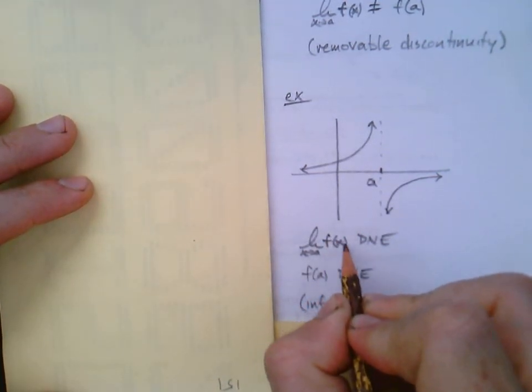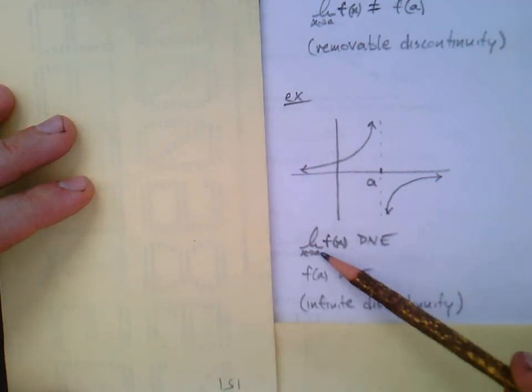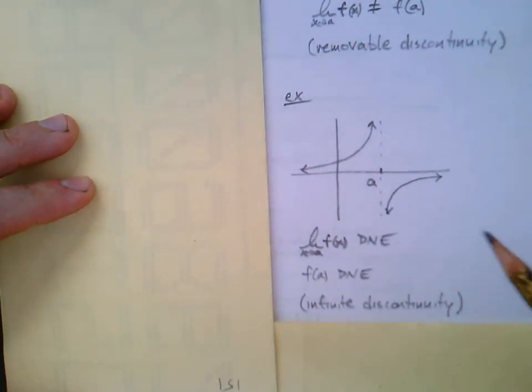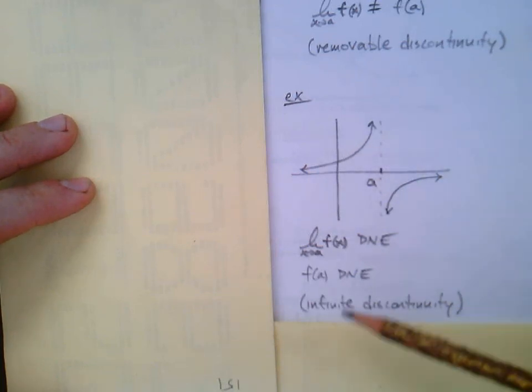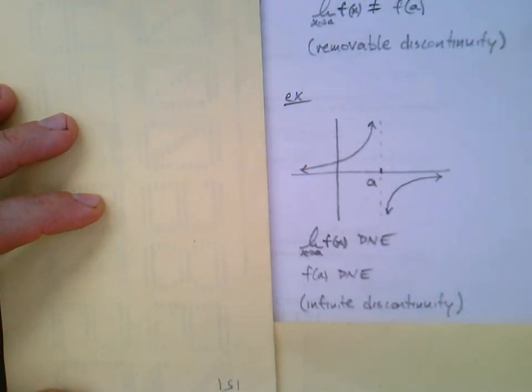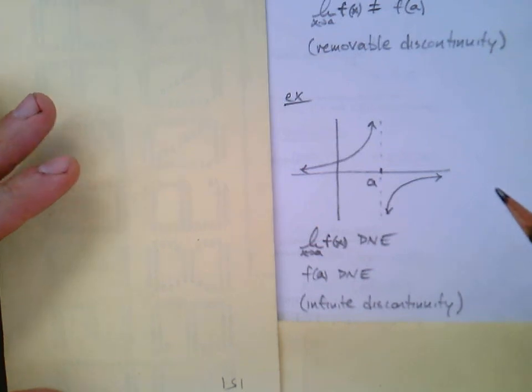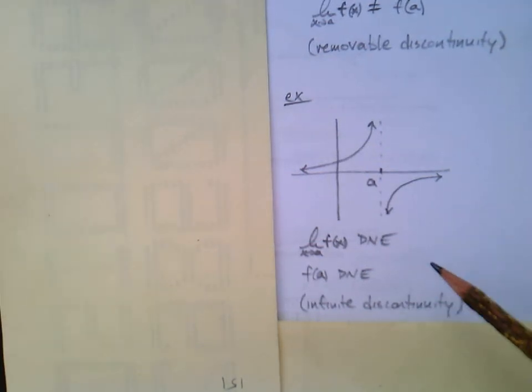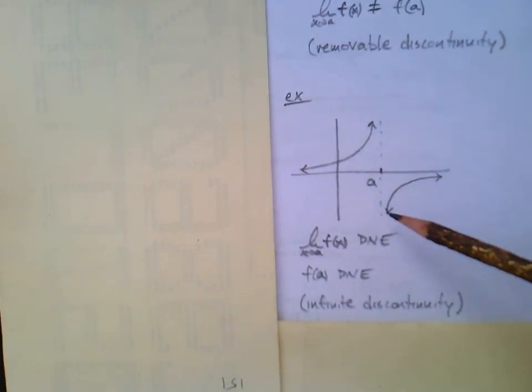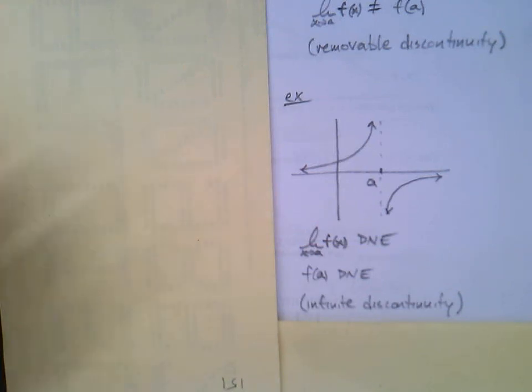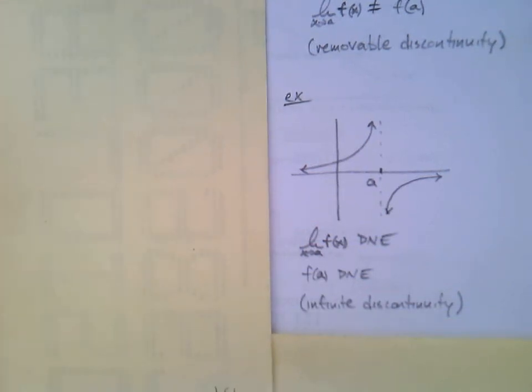In this case, the limit does not exist. The limit of f of x as x approaches A, right, because the left side and the right side are going to different places. And the function value doesn't even exist. Nothing exists. Oh, well, okay. Then we can't say they're equal if neither one of them are there. We call this an infinite discontinuity because they're infinitely far apart. So it's almost like an infinite jump, but we don't call it a jump. We just call it an infinite discontinuity. All right. So those are the three types of discontinuities: jump, removable, and infinite.